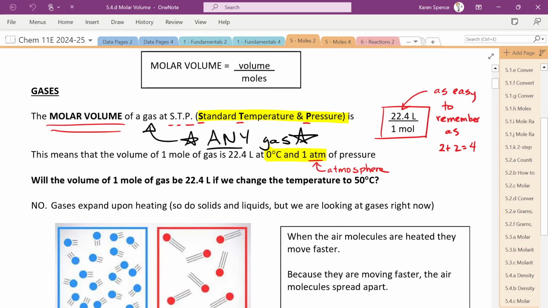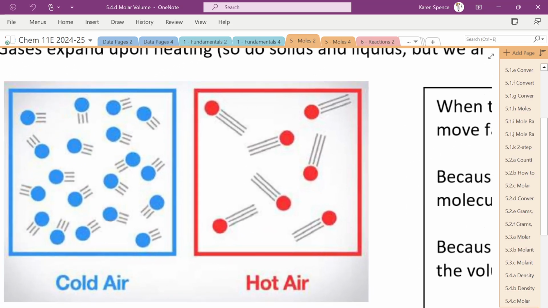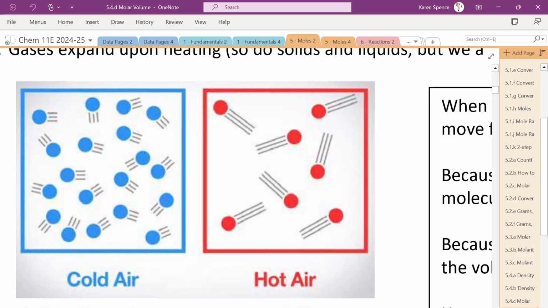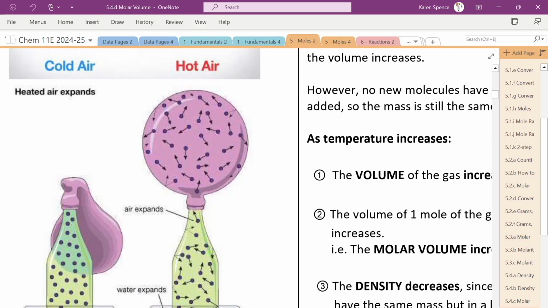All right. Now, what if we heat the gas? The particles move faster, and therefore they will take up more space. So you can see here, in the same space, I have fewer particles. If I wanted to have the same number of particles, I would need to have a bigger space for the hot gas, yes? Okay.